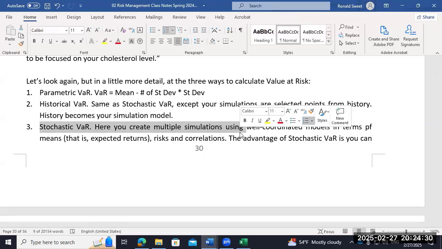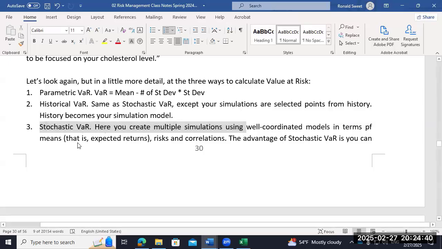Stochastic VAR is when you're running simulations. You can imagine what AI is being done with this, but you're running simulations with multiple kinds of returns, risk, correlations, those types of things, and running different models. Actuaries do this a lot. Finance, we do this quite a bit, depending on what kind of model you have.